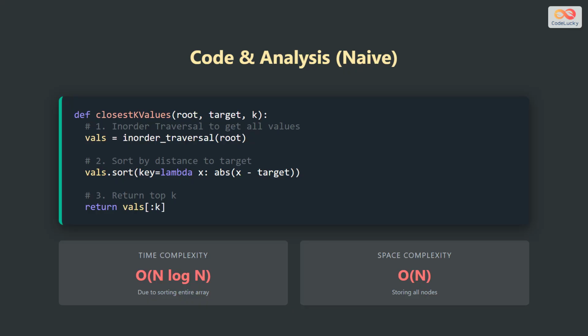Here is what that looks like in code. It is very short, but notice the sorting step. Sorting takes n log n time. If the tree is huge, this is not the most efficient way because we process every single node.